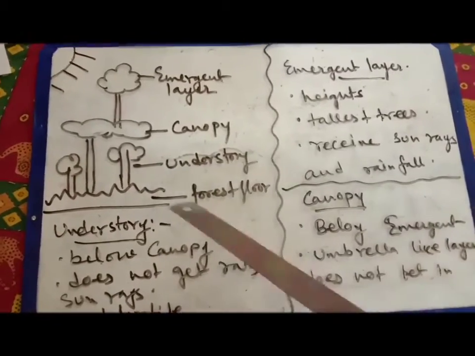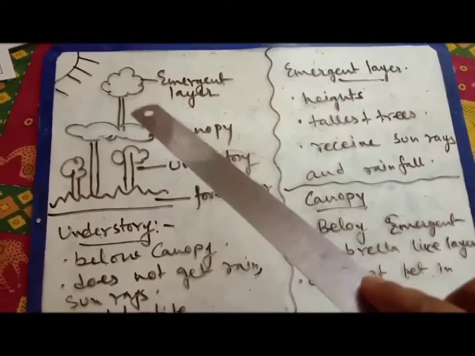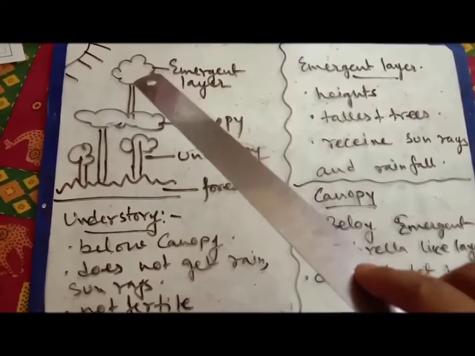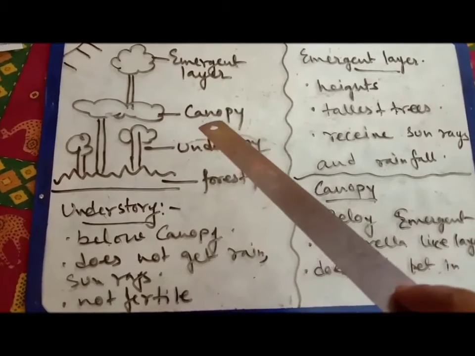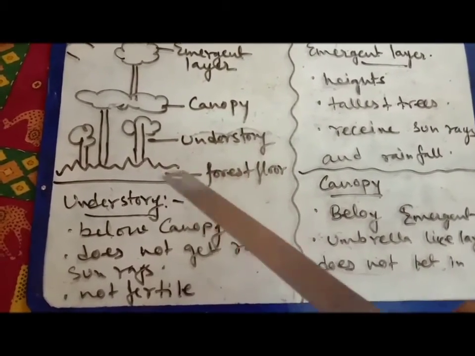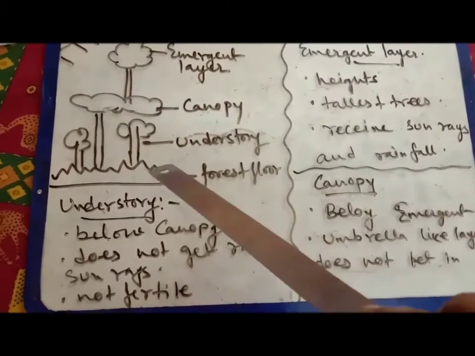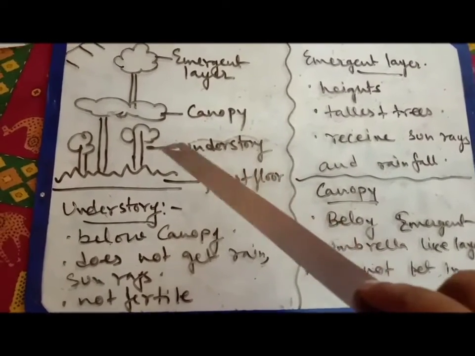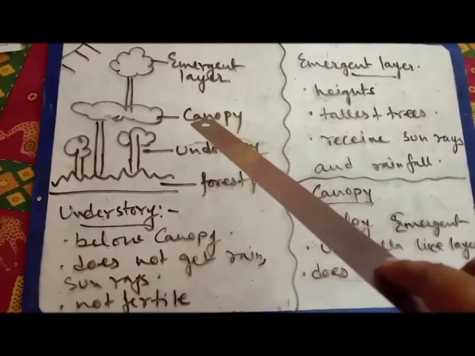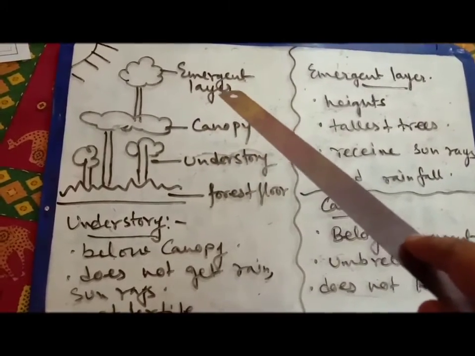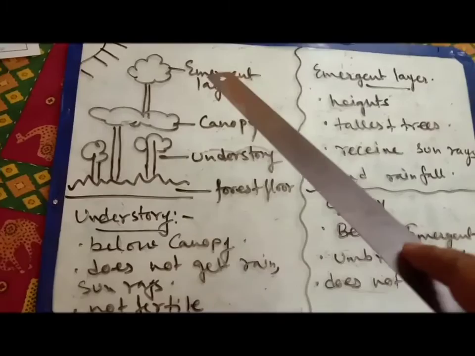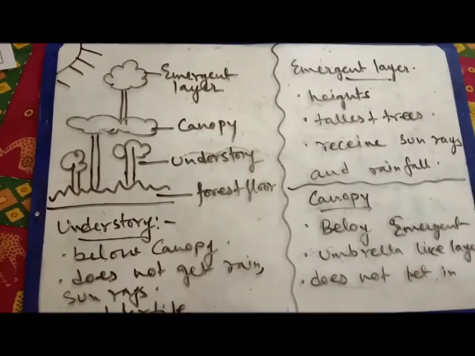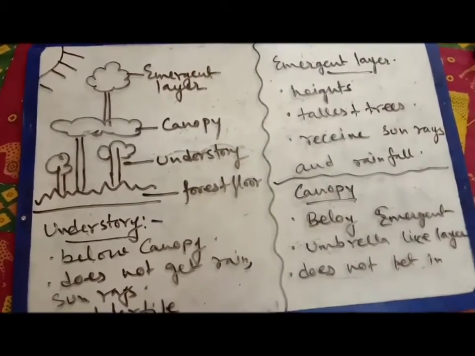Students, you can see that at first I have drawn the layers of the forest. This is the emergent layer, after that the canopy, then the understory, and at the last the forest floor. Very near to the ground is the forest floor, after that the understory, then the canopy, and after that the emergent layer. You can see that the emergent layer is the tallest one. Now we are going to read about the different kinds of layers.